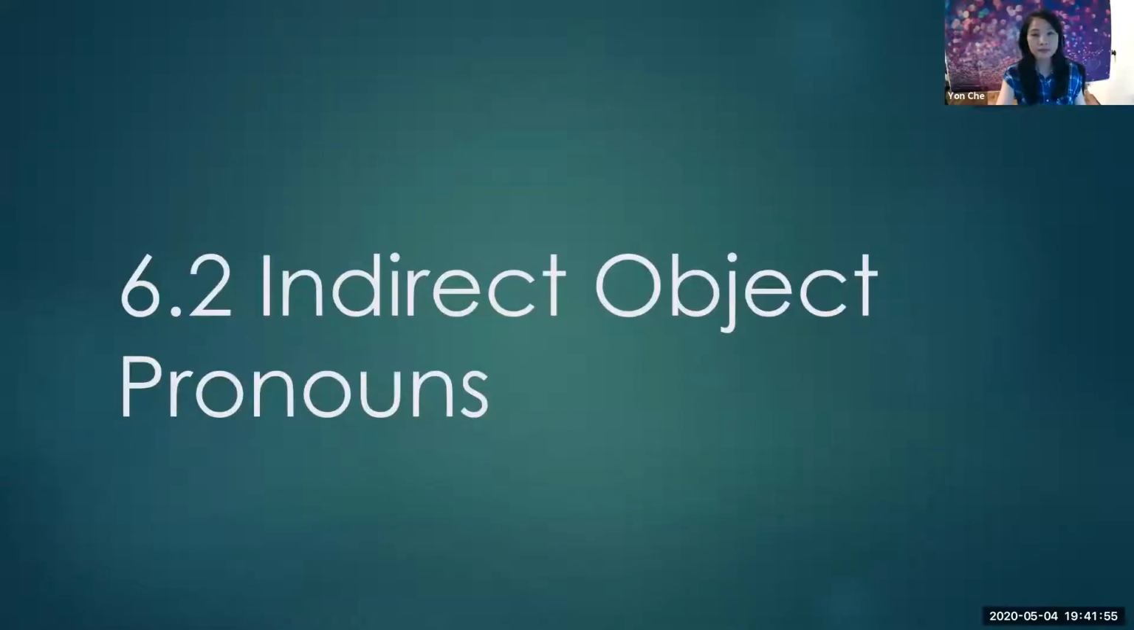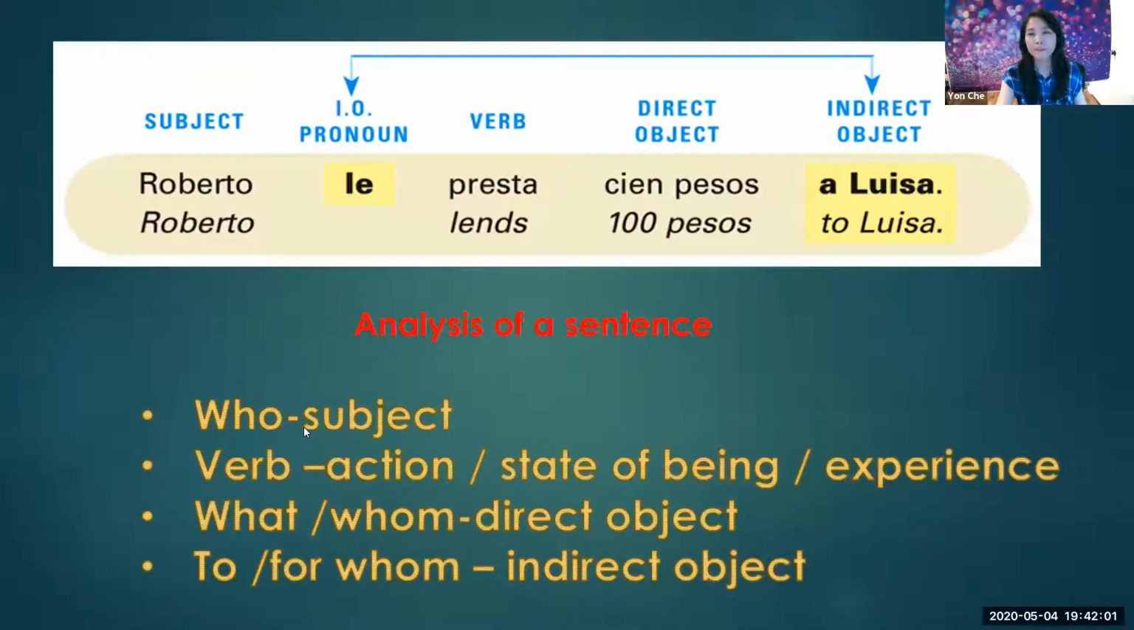Okay, so let's begin. Let me share the screen, my PowerPoint with you. Okay, we are on 6.2 indirect object pronouns. So what we're going to do here is analyze some sentences, and identify the subject, the verb, the direct object, and the indirect object.